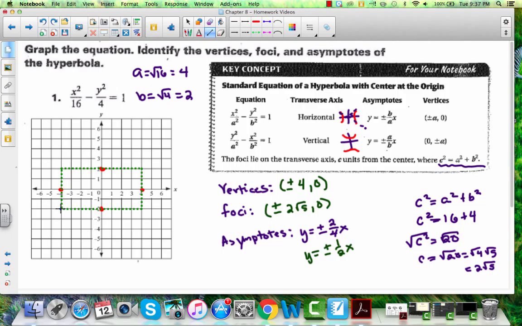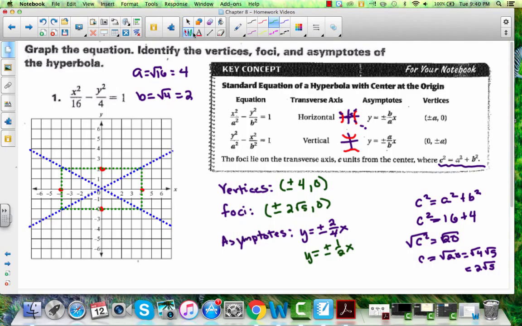So if I do that, I start at one corner and go through the other, and I do the opposite. The one thing to remember is that you want to extend it all the way through the graph. So I'm going to extend this all the way through so that I can draw my hyperbola easily. Okay. So now I've drawn my vertices and my asymptotes. And so now I can go ahead and draw my hyperbola.